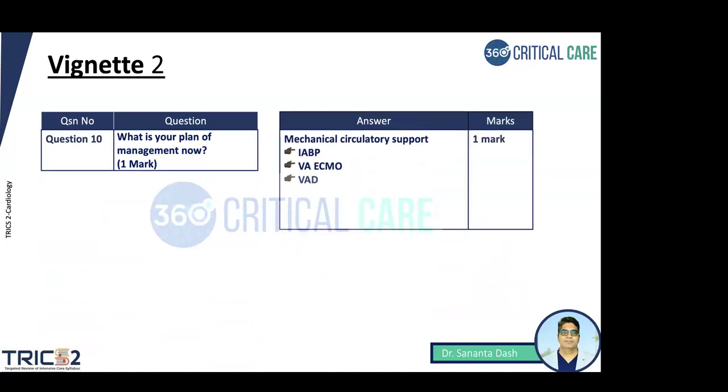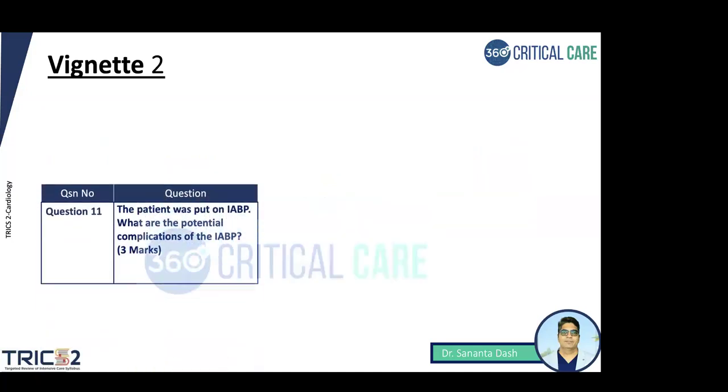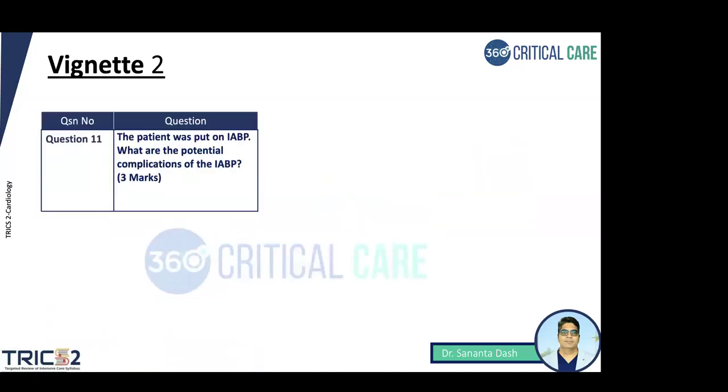So additional mechanical circulatory support, because initial conservative management or initial pharmacological management is not working. We'll escalate to circulatory support, start with IABP, that will buy you some time, and think of putting the patient on ECMO or a ventricular assist device. Okay. The patient was on IABP. Now, they are very fond of asking about IABP waveform in the exam, whether it is a CBS or whether it is a CCS.